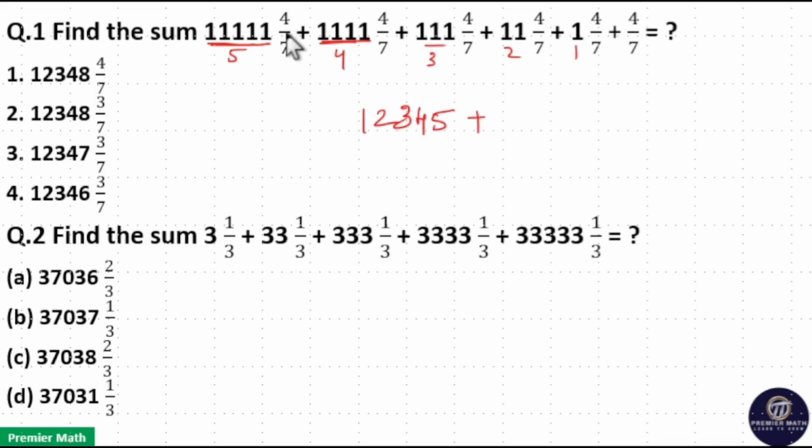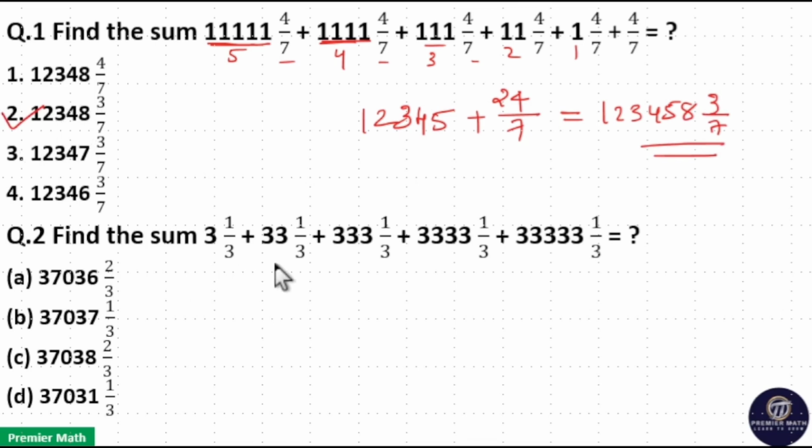Now take the fractional sum. Here the denominator of the fractions is the same, which is 7. Now here 4 by 7 is repeated 6 times. So 6 into 4, 24 is the numerator of the fractional sum. Now 7 goes 3 times in 24. So 12345 plus 3 is equal to 12358, and the remaining is 24 minus 21, which is 3, so 3 by 7. So your answer is option 2.